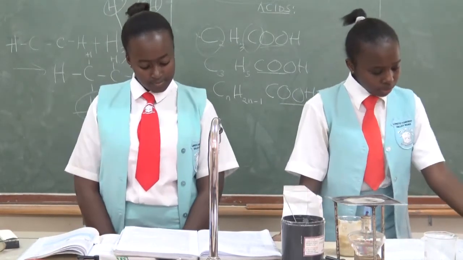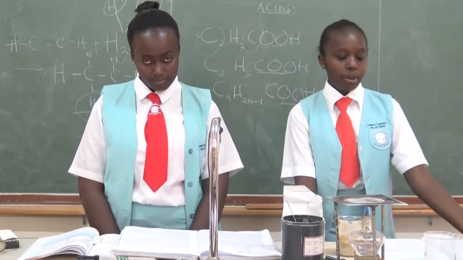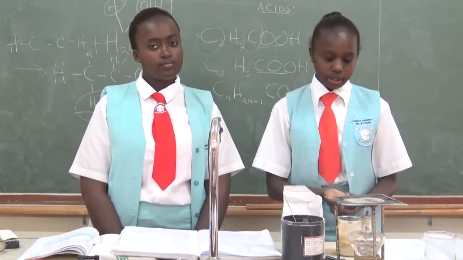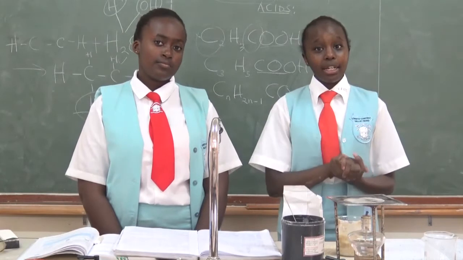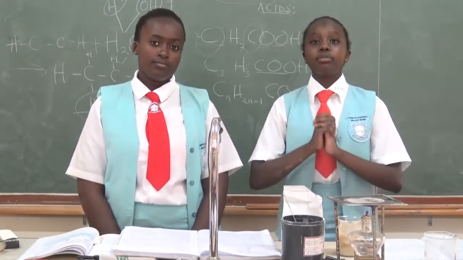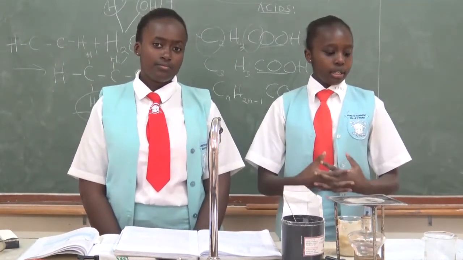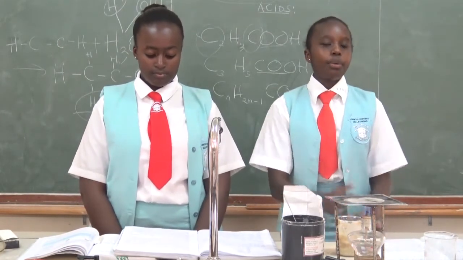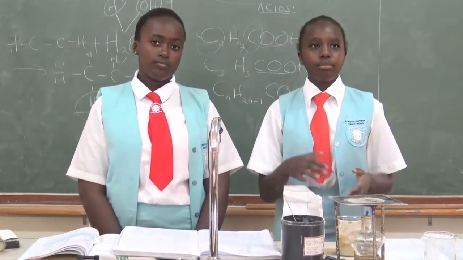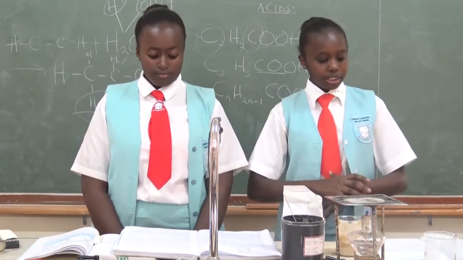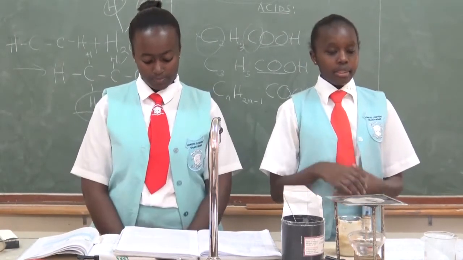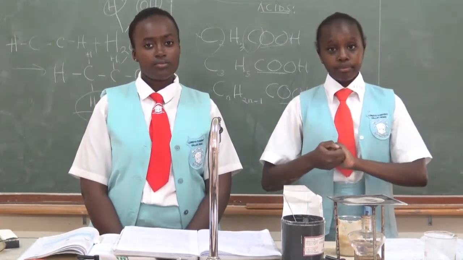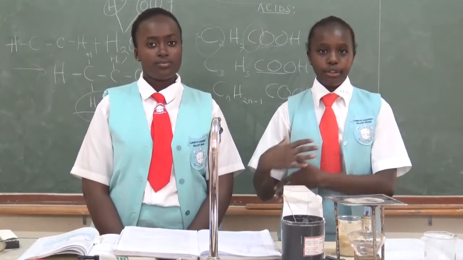Then we are going to look at the effect of solid sodium carbonate. When you put sodium carbonate in a solution of ethanoic acid, you note that there is effervescence. The colorless gas produced is carbon (IV) oxide, and it forms a white precipitate with lime water. The third reaction is reaction with metals. When you react ethanoic acid with metals, you note that there's formation of salt and hydrogen. For example, if you take magnesium, you're going to form a salt of magnesium and hydrogen.